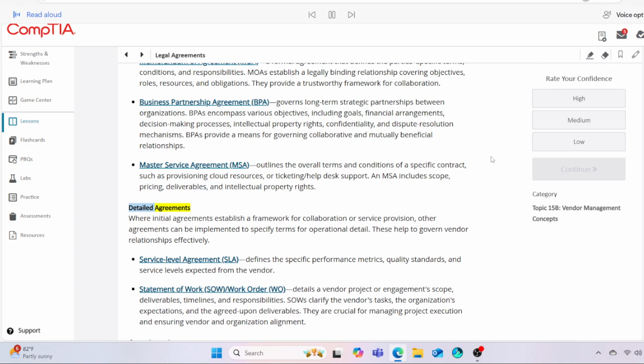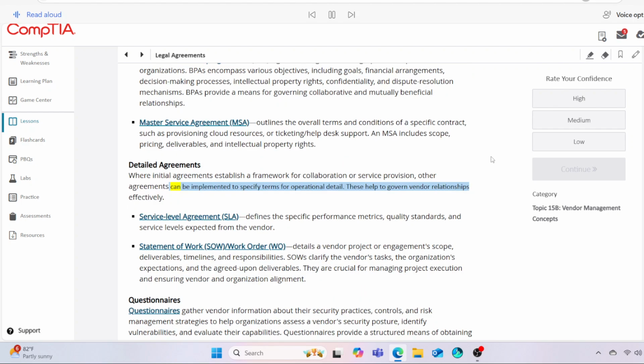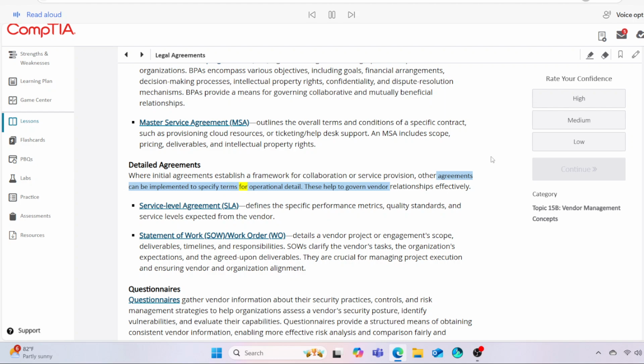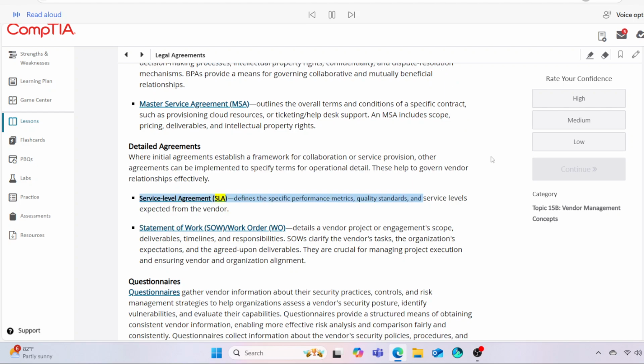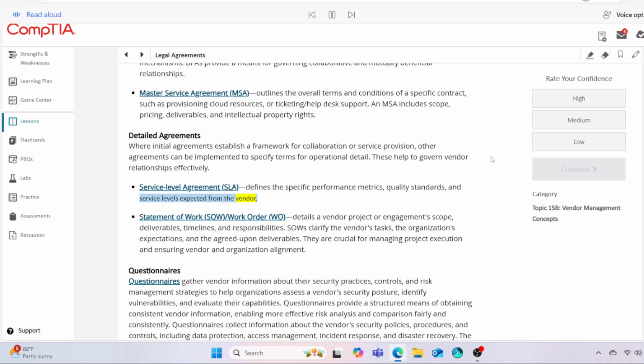Detailed agreements. Where initial agreements establish a framework for collaboration or service provision, other agreements can be implemented to specify terms for operational detail. These help to govern vendor relationships effectively. Service Level Agreement, SLA, defines the specific performance metrics, quality standards, and service levels expected from the vendor.